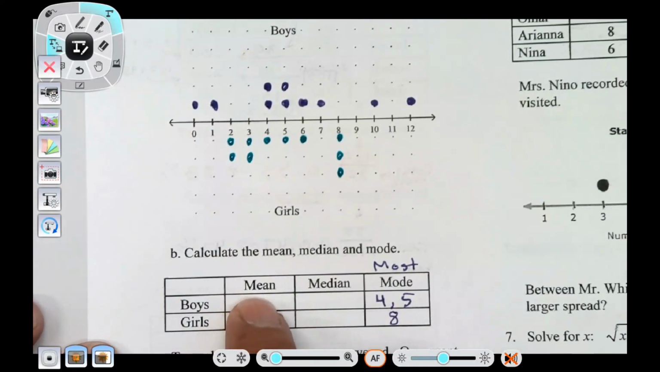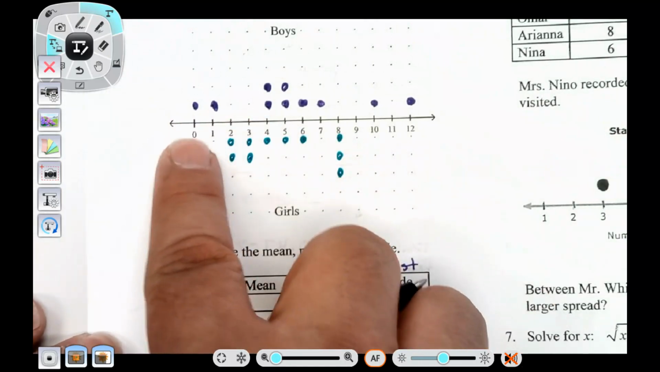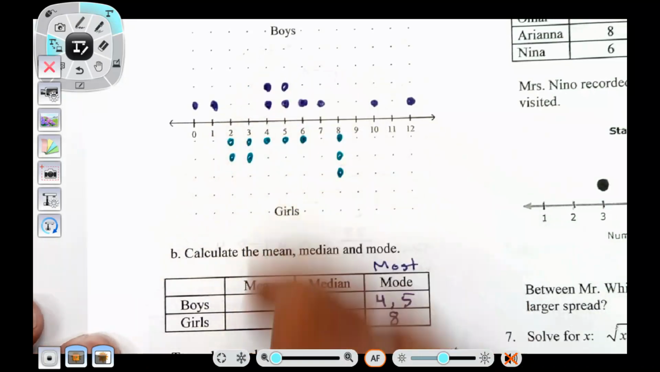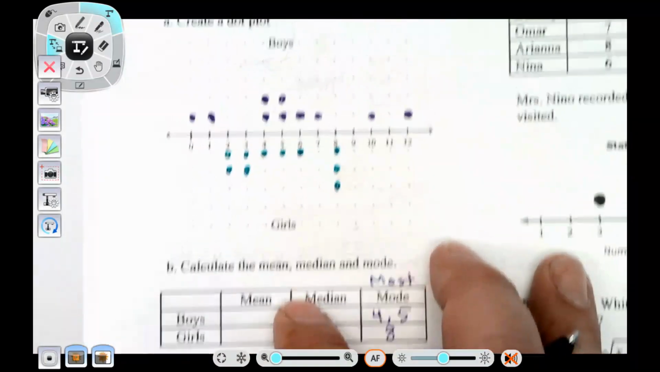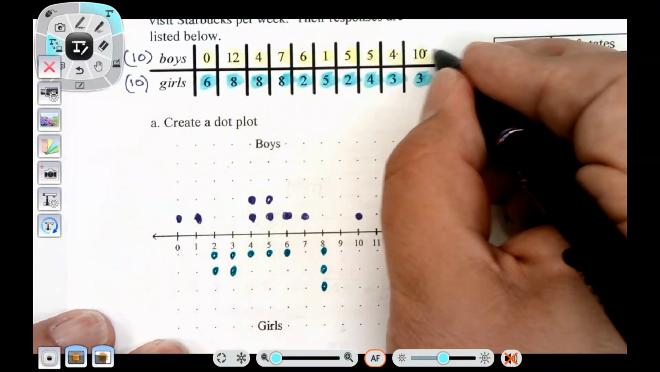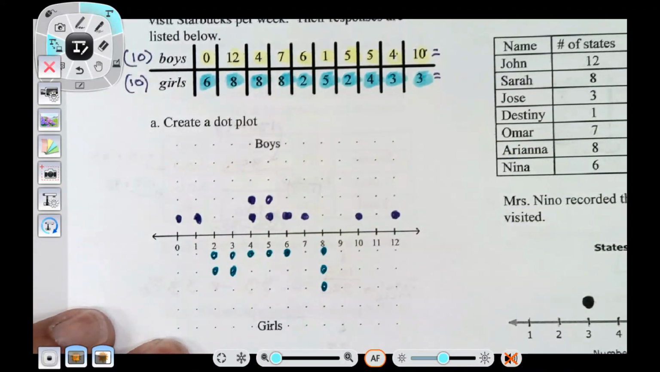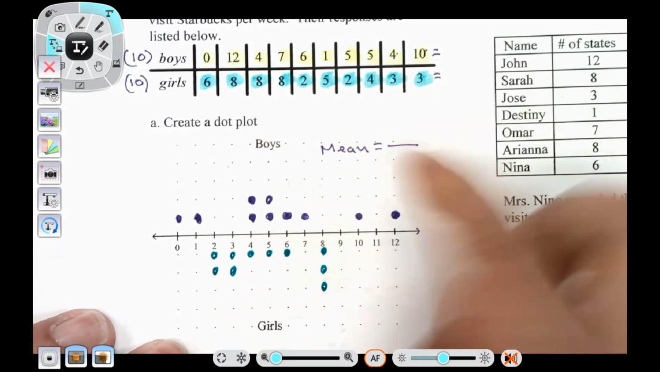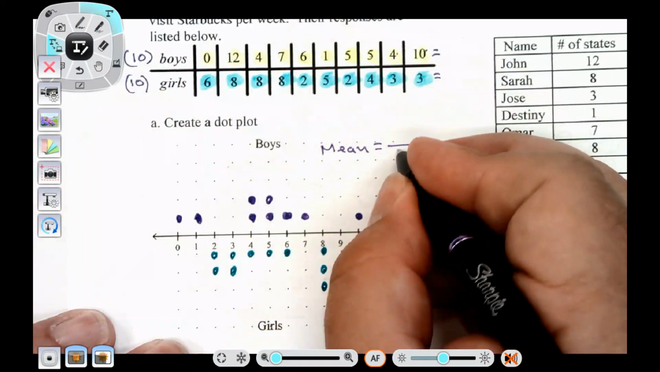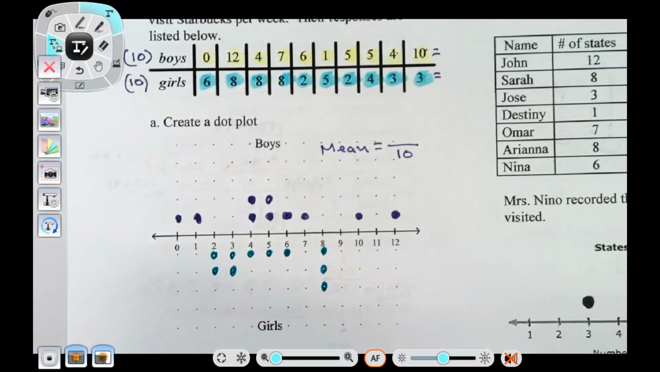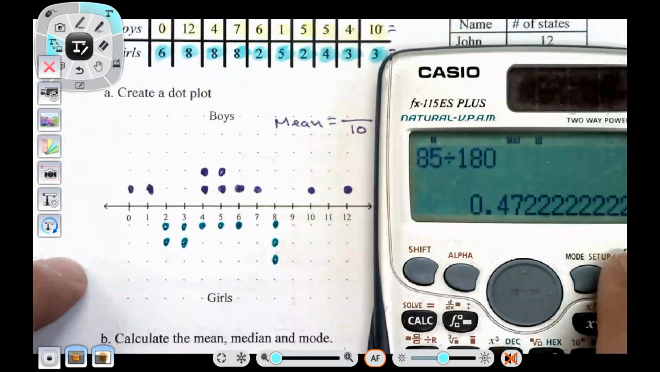All right, let's do the mean. Now, the mean means I'm going to add all my numbers. Every dot is a number. So I'm going to go 0, plus 1, plus 4, plus 4, plus 5, plus 5. Every dot is a number. But don't forget, you also have a list up here where you can just add all these numbers up. All right, if you're going to do the mean, you can just add them up there. So the mean, just don't forget, I'm going to divide by, there was 10 boys, 10 answers. All right, let's see. I'm going to take my calculator here. I could use the dots, whatever we need here.